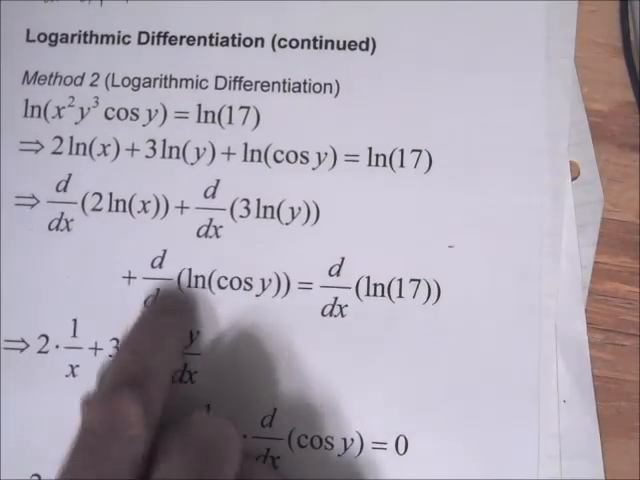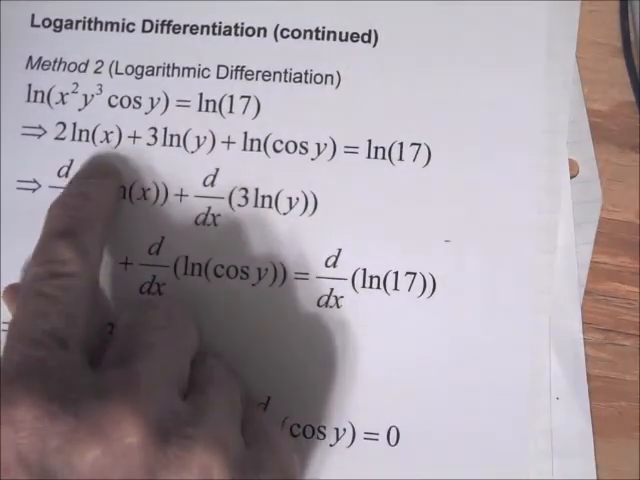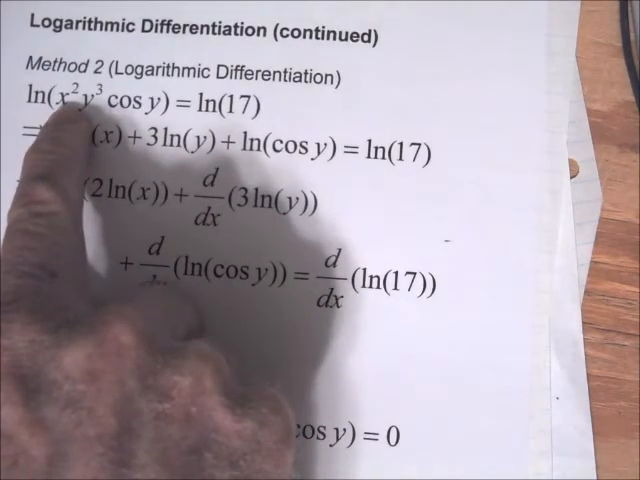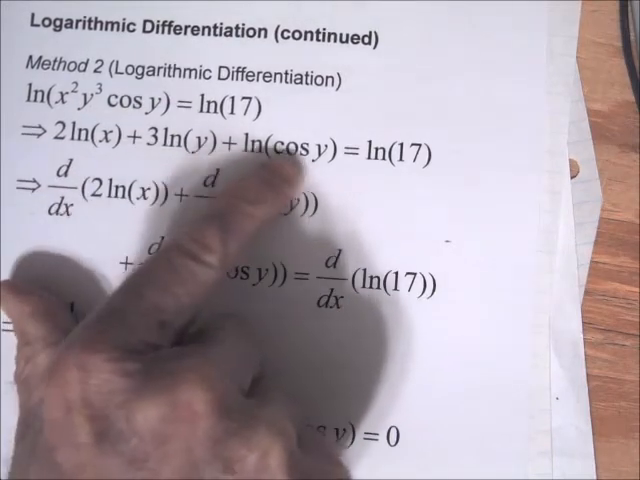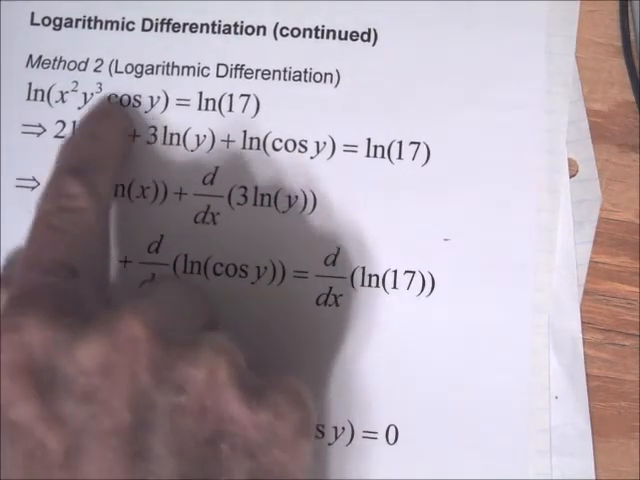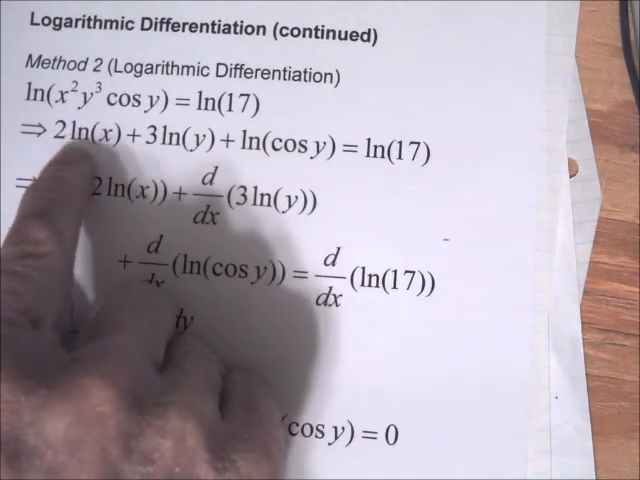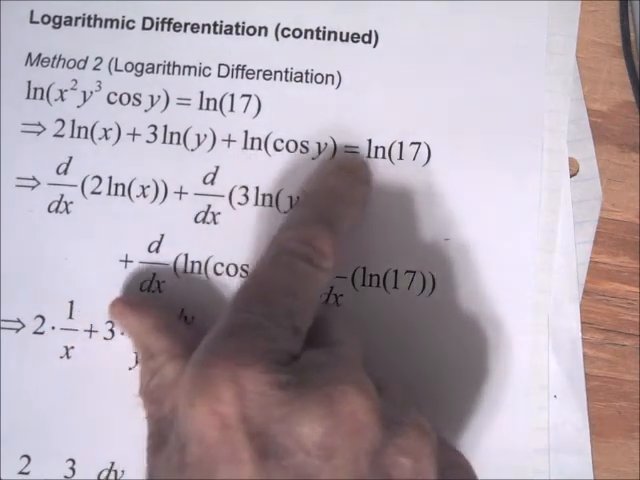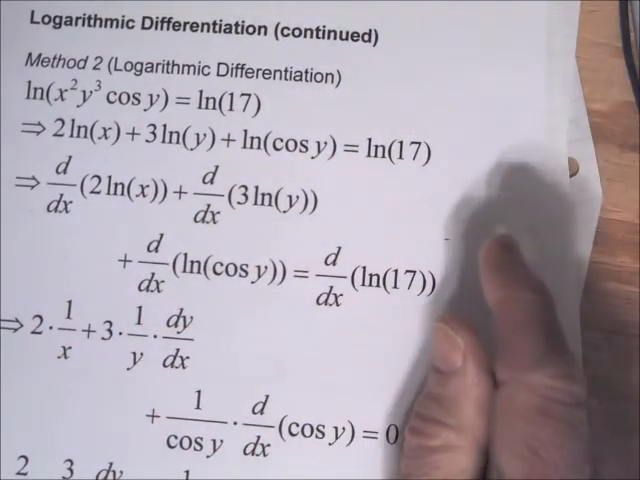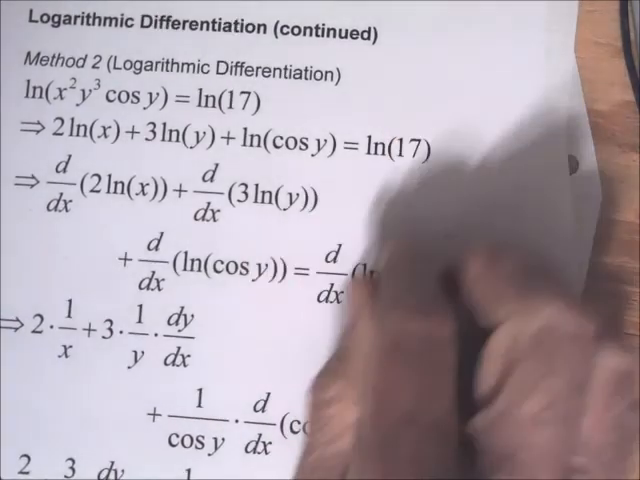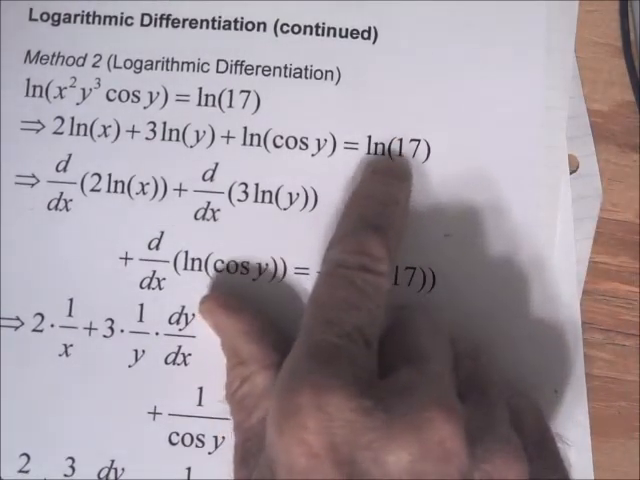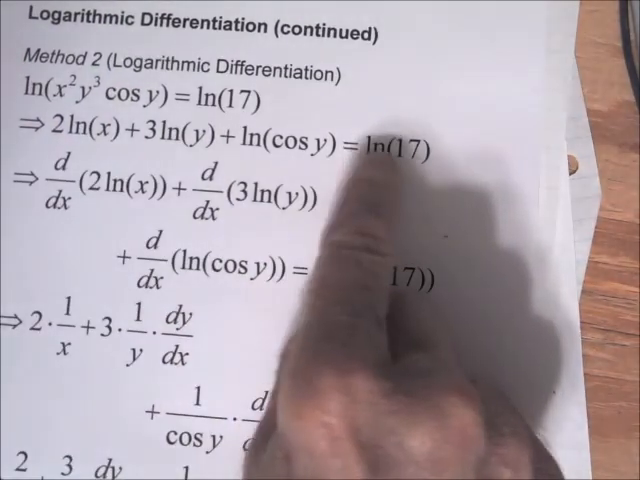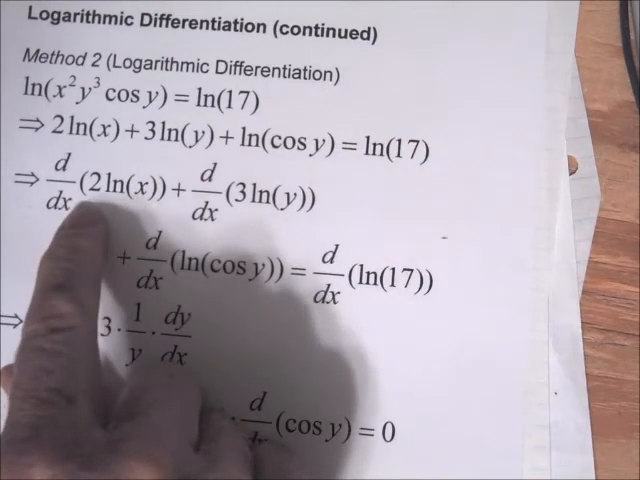So we take the log of both sides, and we use the properties of logarithms. The log of a product is the sum of the logs, and then the exponent can come out in front. So this will give us 2 ln x plus 3 ln y plus ln cosine y equals ln 17. We don't need to know what ln 17 is, I'll just leave that, because when we take the derivative, it'll become 0.